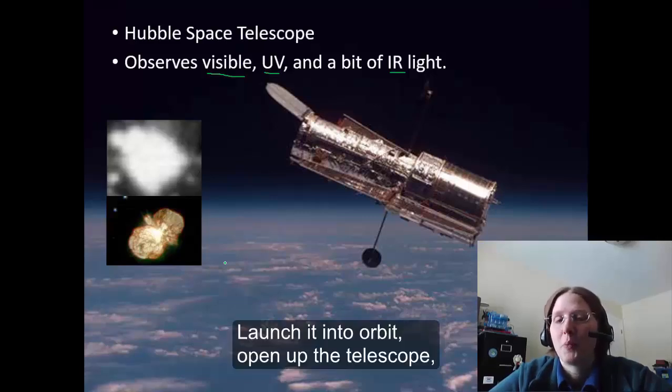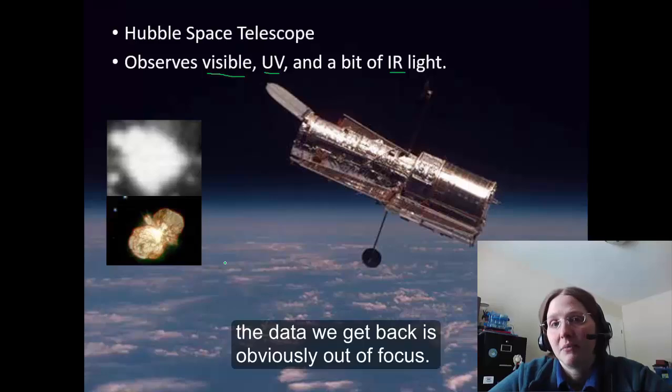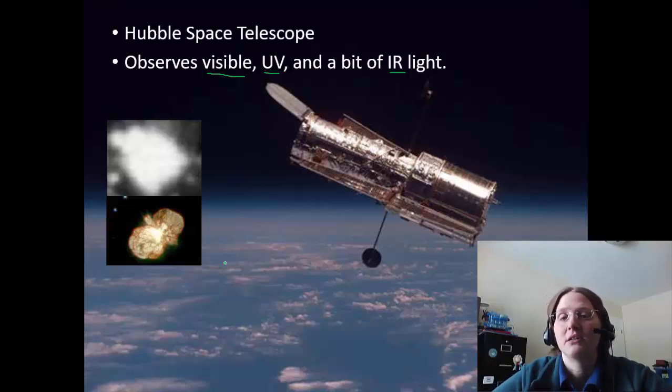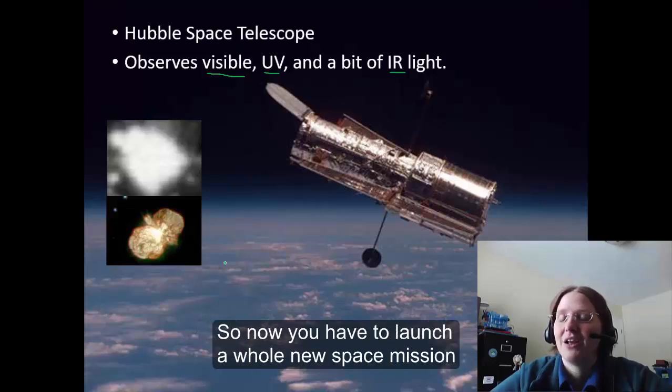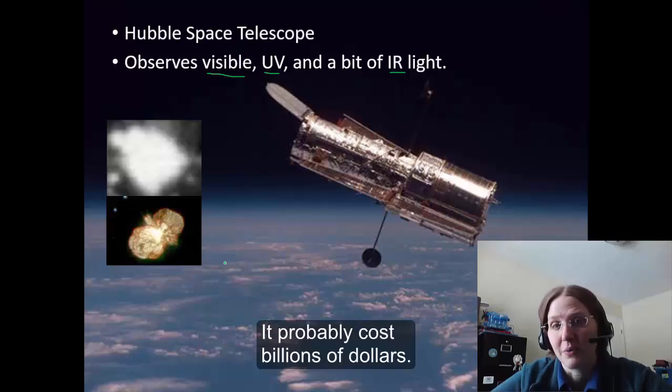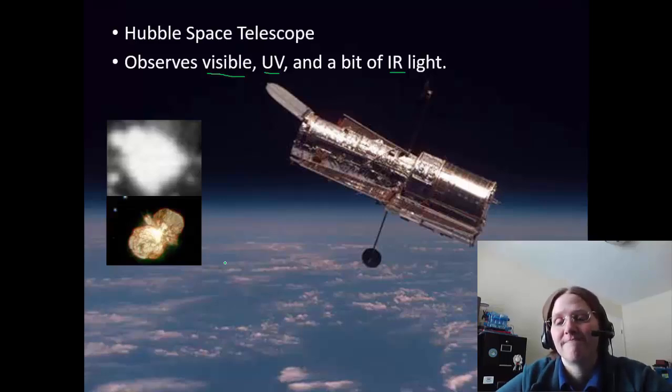Launch it into orbit, open up the telescope. The data we get back is obviously out of focus. Hubble's mirror was not ground correctly, so now you have to launch a whole new space mission to correct it. Probably cost billions of dollars. Careful where you cut your corners.